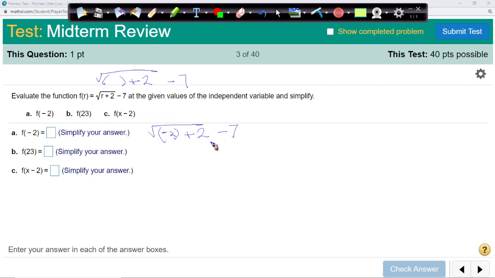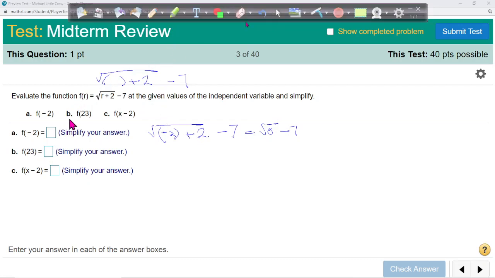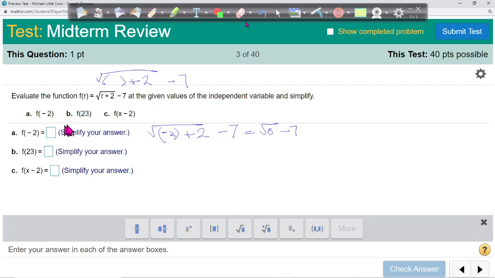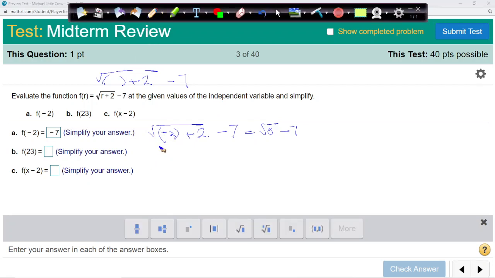Well, -2 plus 2 is 0. Square root of 0 minus 7. Oh, that's just minus 7. So we can put that one in there. And again, your questions will be a little different. That's okay. How about 23? So we kind of see how this is going. We can put in the square root. 23 plus 2, that's going to be 25. Square root of 25 is 5. So it's 5 minus 7. We should get a -2.